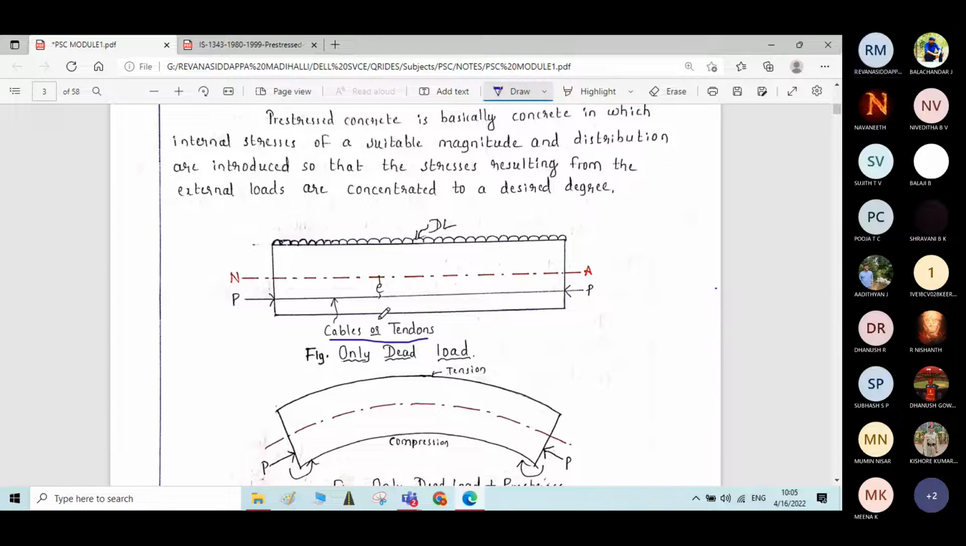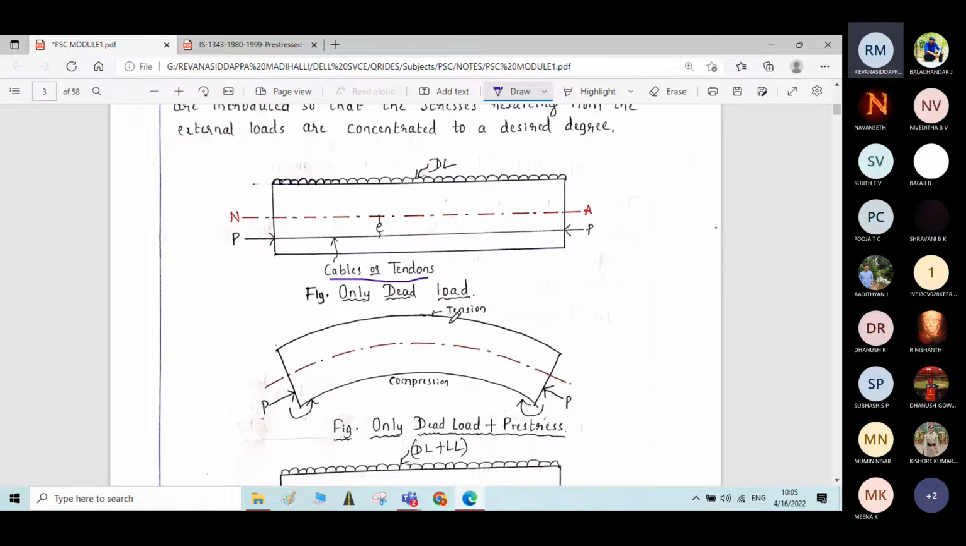Here what will be done is, through these tendons, the stresses will be induced to the concrete element. Through this cable or the tendon, the compressive stresses will be induced to this concrete element, so that the stresses which are caused by the external loads, either dead load or live load, will be counterbalanced by the stresses which are induced into the concrete through these cables or the tendons. That is the main principle behind pre-stressing.